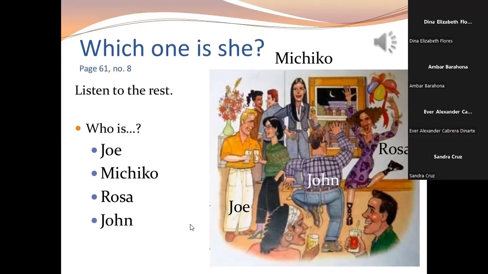Sandra? Hello. Hi, Sandra. Let me ask you, who is Mishiko? She is... Is he or she? Okay, she. She's tall. She's wearing a gray jacket. Okay. She's wearing jeans. Okay, perfect. Very nice. Thank you, Sandra.